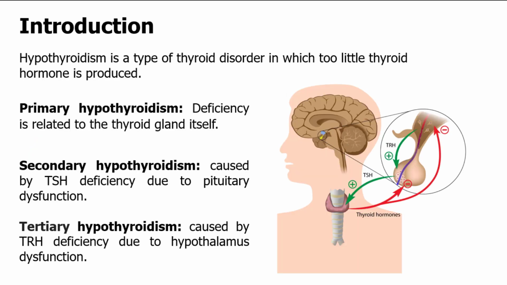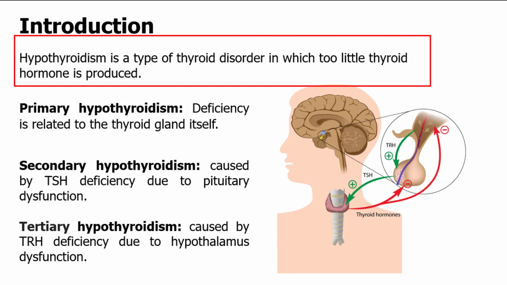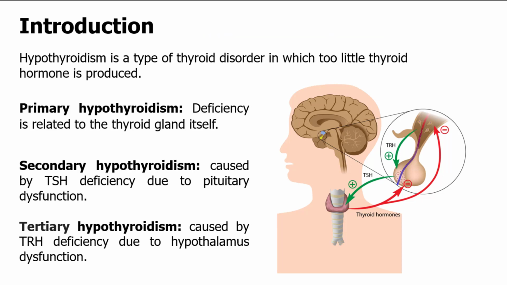What is hypothyroidism? Hypothyroidism is a type of thyroid disorder in which the thyroid gland does not produce sufficient thyroid hormone. That is, low plasma concentration levels of thyroid hormones T3 and T4.